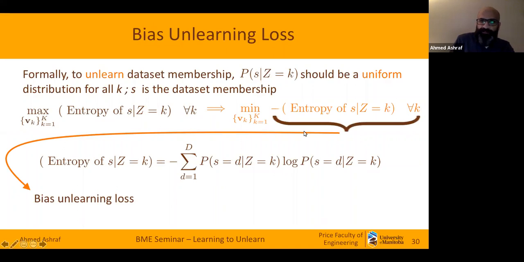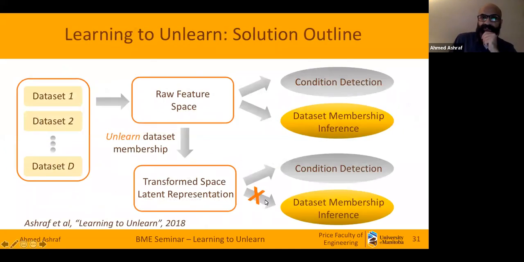So this part for all k is basically our bias unlearning loss. And what is it a function of? Of course, it's a function of our data, x, and secondly, it's a function of the cluster centers. Data is known, cluster centers are of course unknown, and that's why we want to minimize this loss with respect to the choice of cluster centers. So that should take care of this first part, that dataset membership inference is not possible.